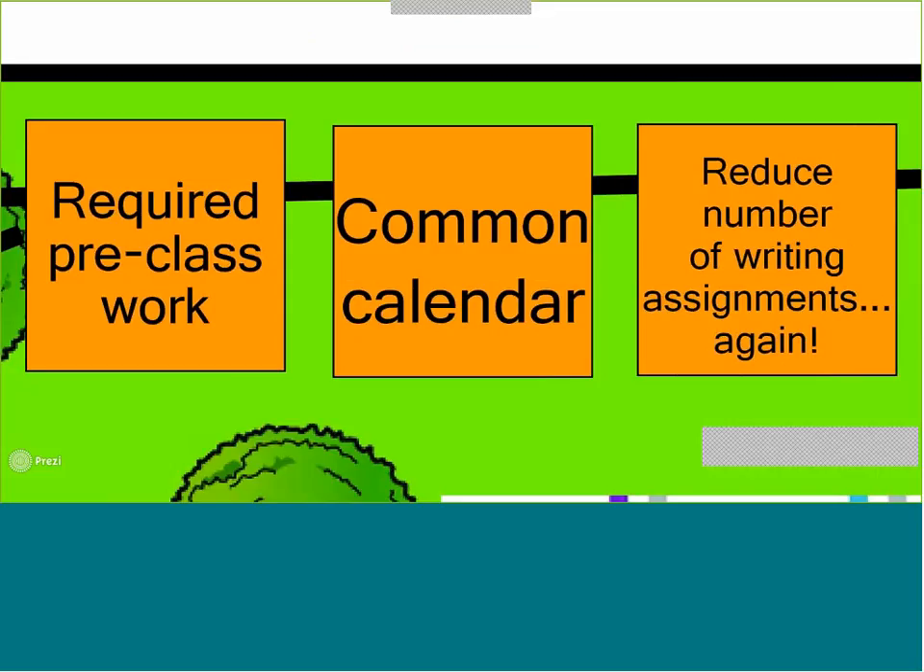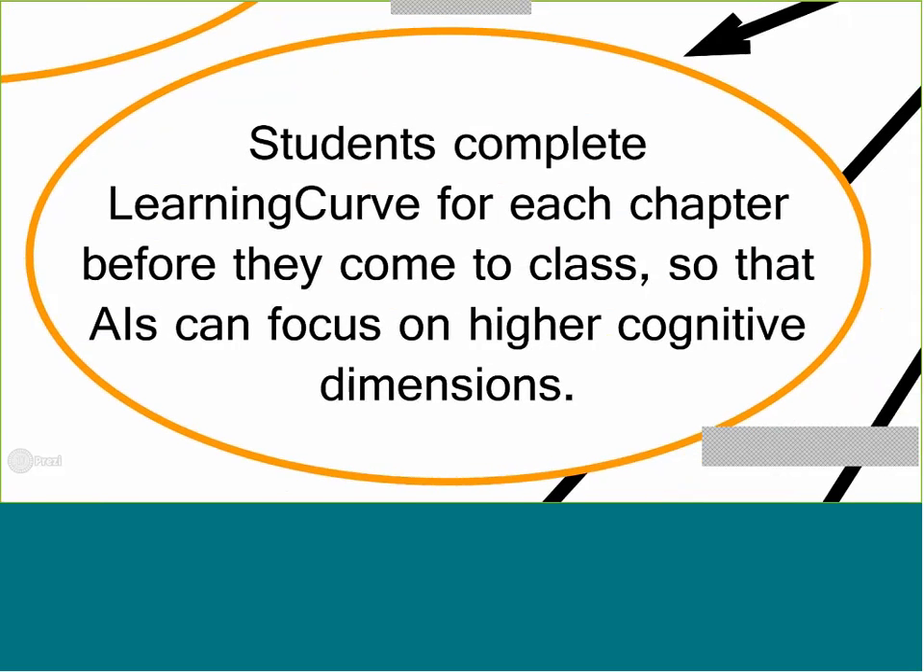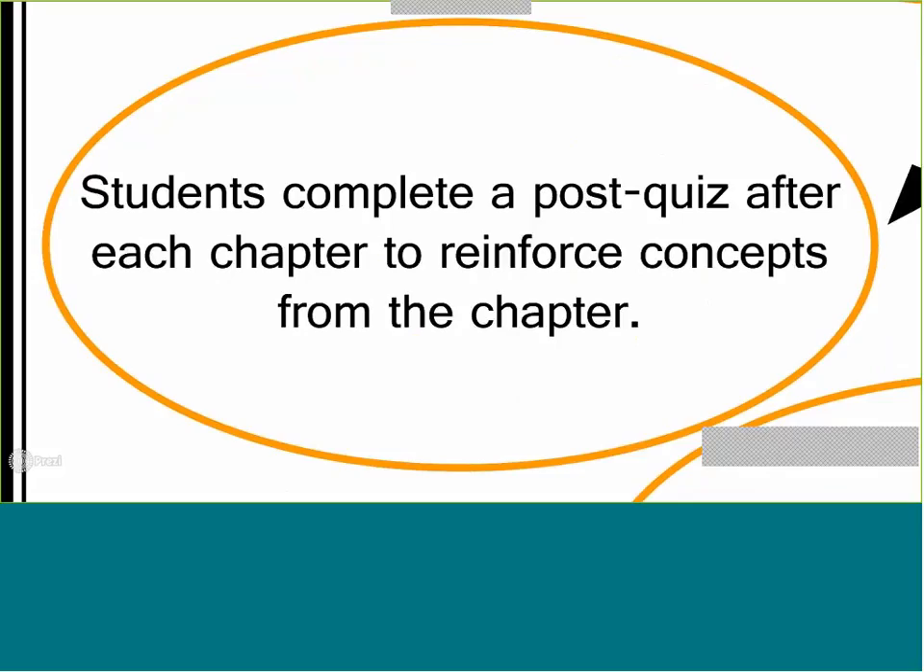So other things that we did, we implemented a common calendar. We reduced the number of writing assignments, so it was originally 10. We went to 4. Now we're at 2 with some peer revision. It's worked much better. With LaunchPad, we have required pre-class work. We use LearningCurve for that, so that way students are prepared for class. We do a post-quiz after every class, and that just reinforces concepts from the chapter. We're trying to really implement the testing effect here so that way they can get used to recalling the information.